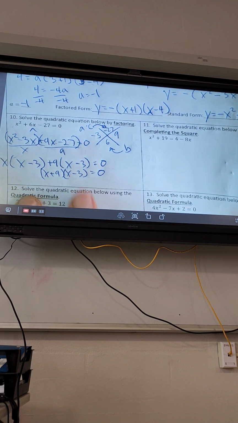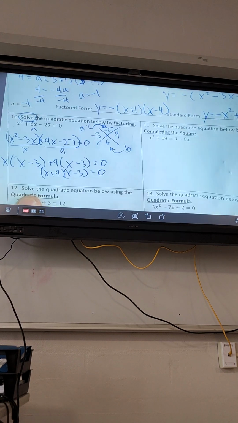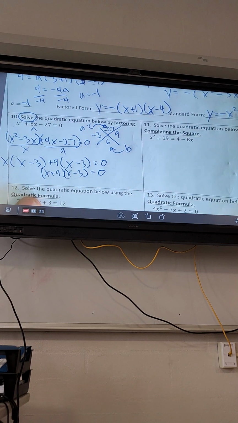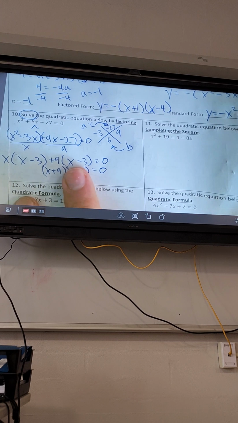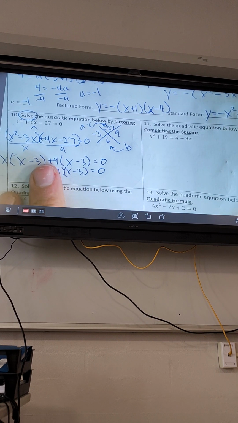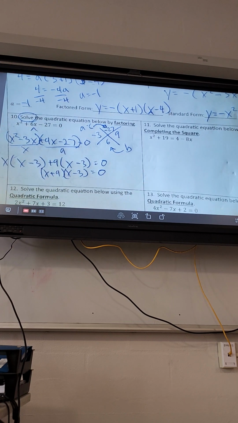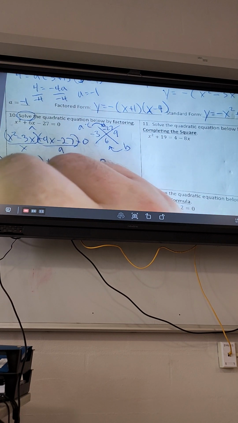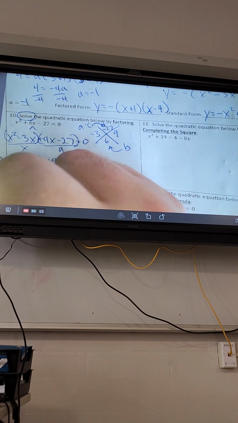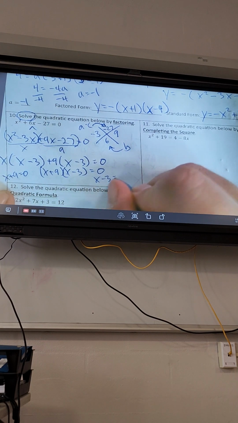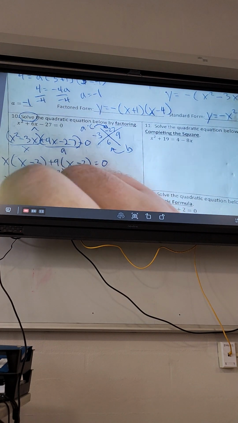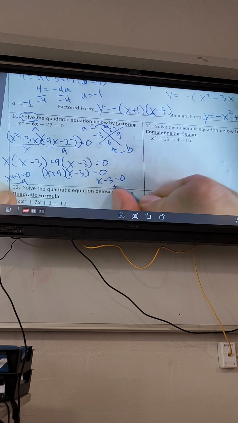And then, of course, now it asks you to solve it, which is asking you what are the x values. Again, this is that thing where you can just cover it up and say, what value equals 0? Negative 9. This one's going to be positive 3. But remember, I told you to separate them. The actual way is to separate them to two equations. X plus 9 equals 0, and x minus 3 equals 0. Obviously, you're going to subtract 9 on this one. You're going to add 3 on this one.